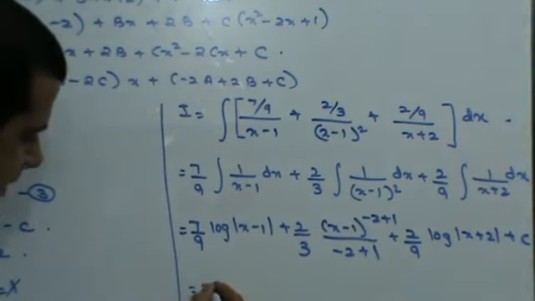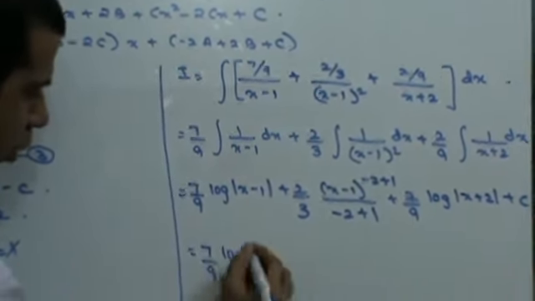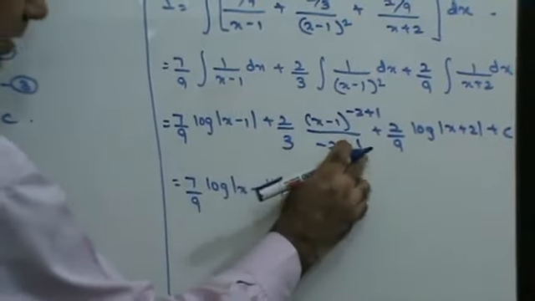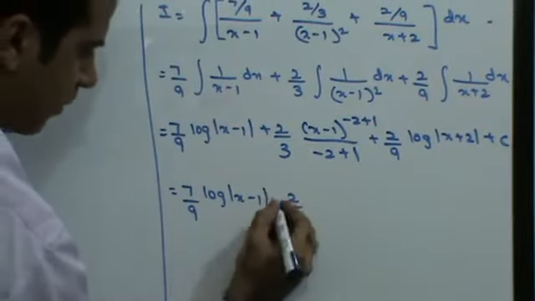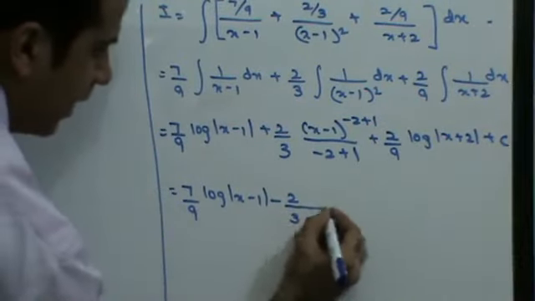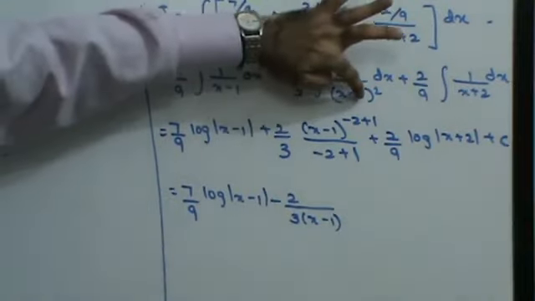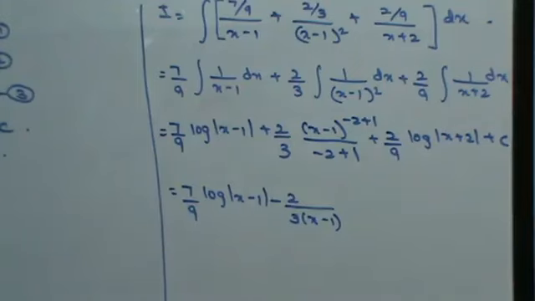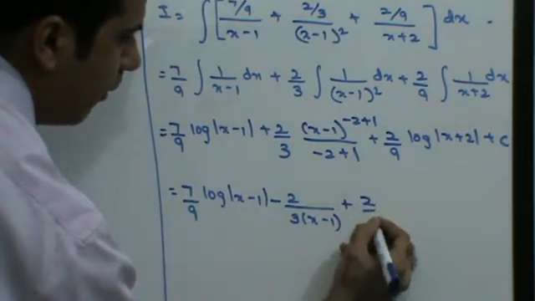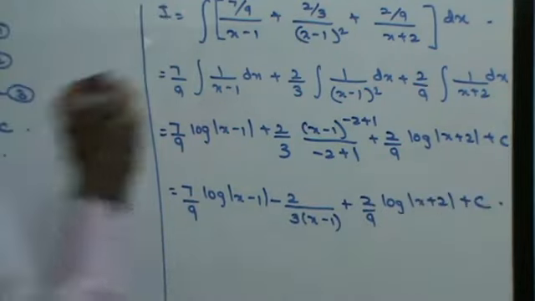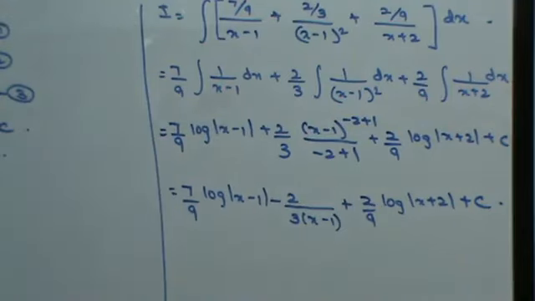This can be written as 7 upon 9 log mod x minus 1, 2 upon 3, and this is minus 1. So this becomes minus 2 upon 3 x minus 1. It was x minus 1 raised to minus 1. Convert the negative indice to positive. Plus 2 upon 9 log mod x plus 2 plus c. That is the answer. Right? Let's move on to the next sum, guys.